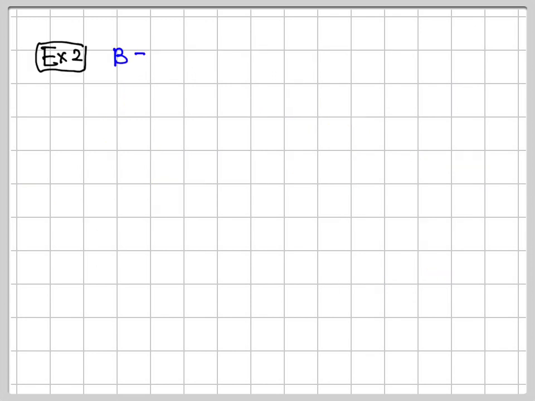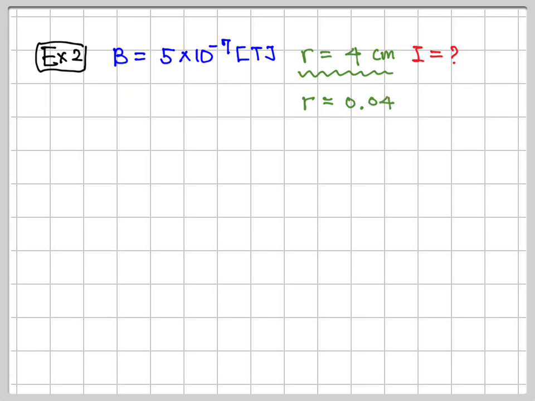With the same setting, magnetic field is given as 5 times 10 to the power of negative 7 Tesla, and distance is 4 centimeters, and we can find the current. The current is a current along the straight line. So one thing that we should be careful of is the unit. The distance is given in centimeters, so we need to convert it into meters. We need to divide it by 100, and we get 0.04 meters.